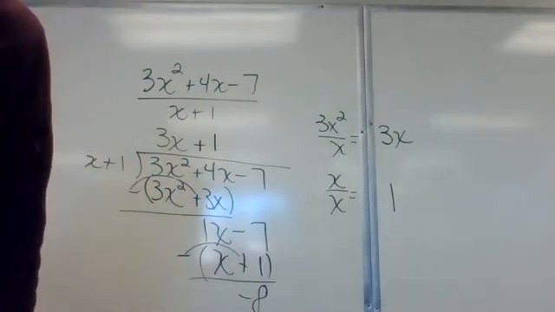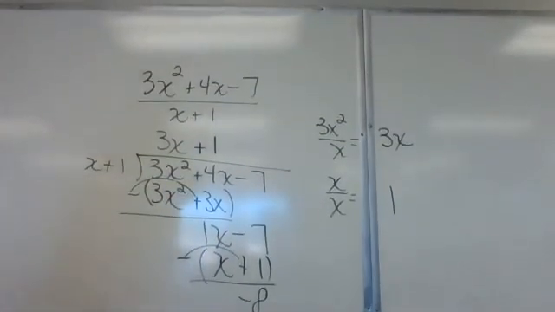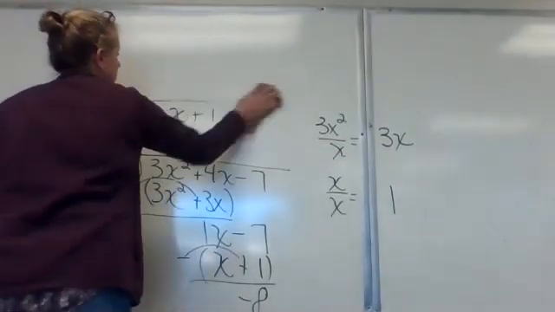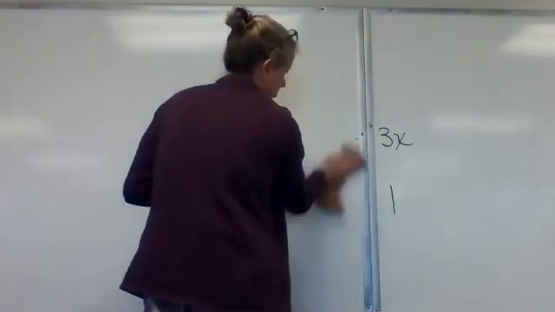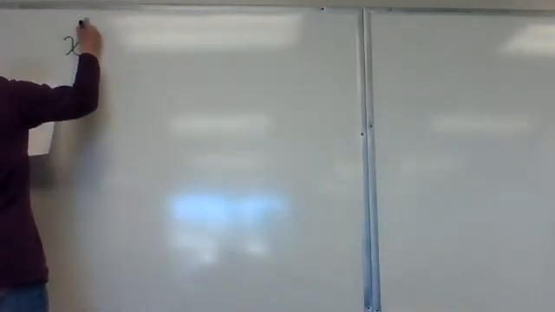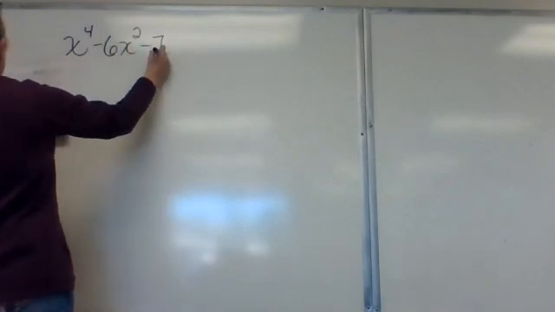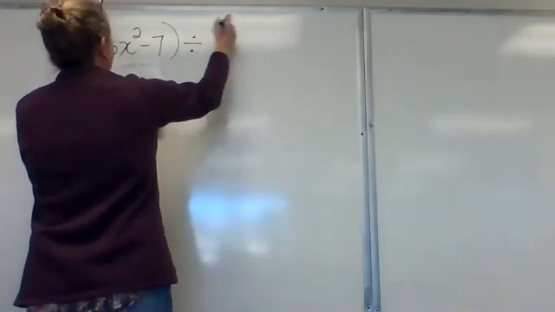Okay. Now, moving on to number 5, we do have something different. We've got x to the 4th minus 6x squared minus 7, divided by x squared minus 7.